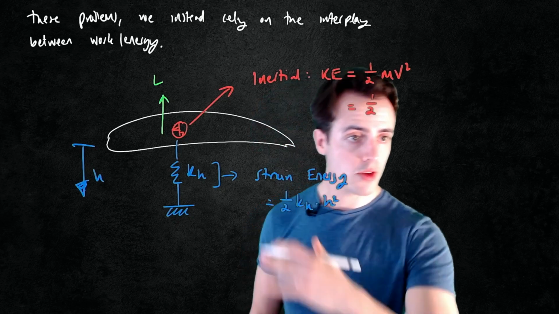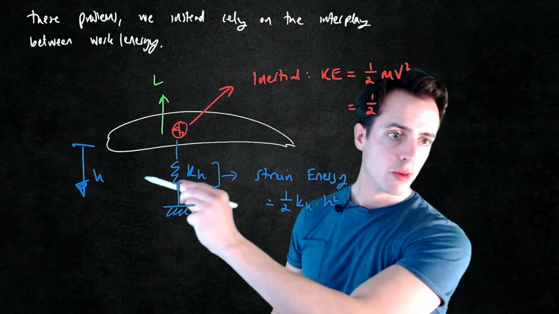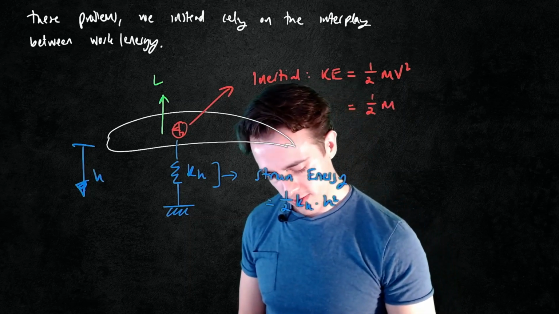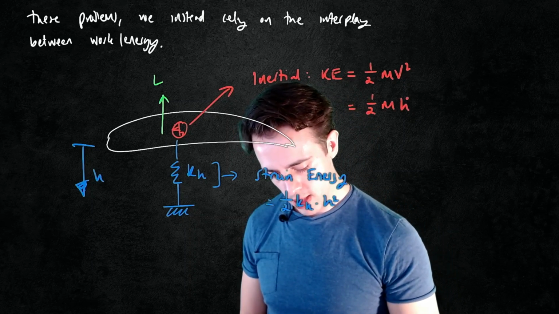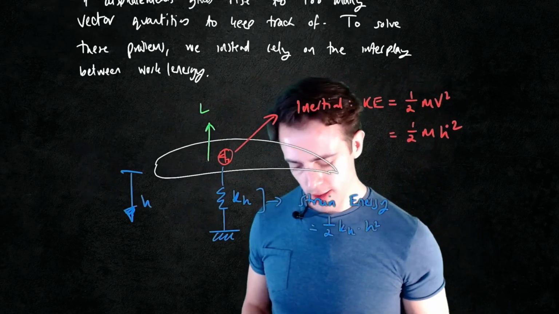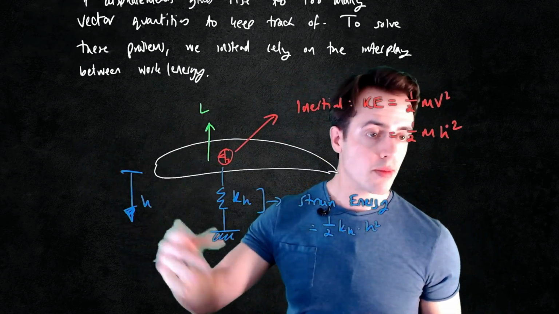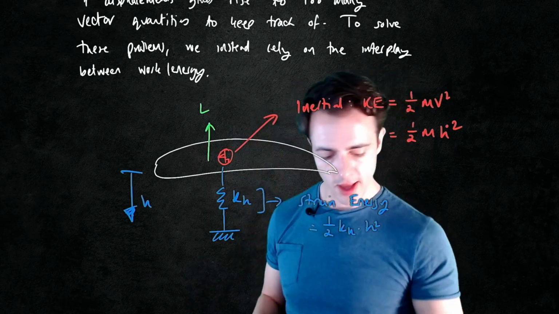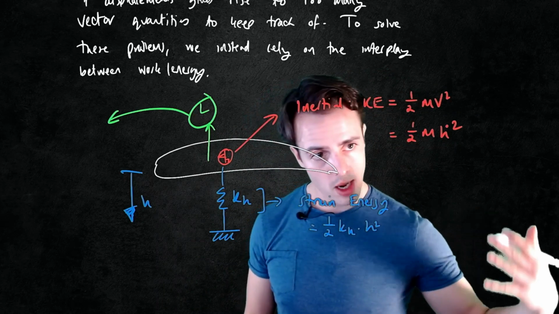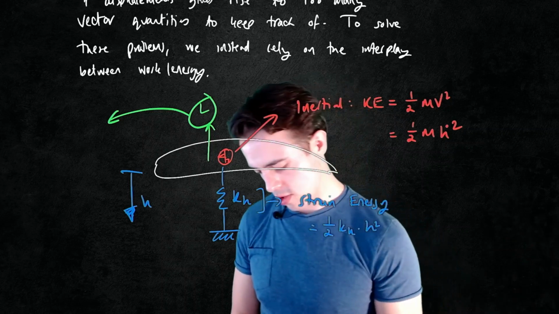And since the velocity in this plunge direction is going to be equal to the first time derivative of h, that just gives us a half m h dot squared. And then with lift, if we've moved through a displacement, lift is acting upwards, plunge is acting down, so the work done by the lift is equal to minus L multiplied by h.